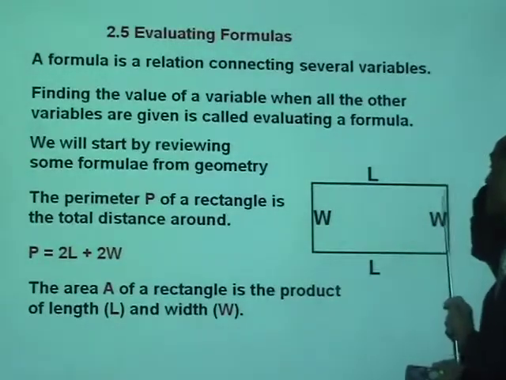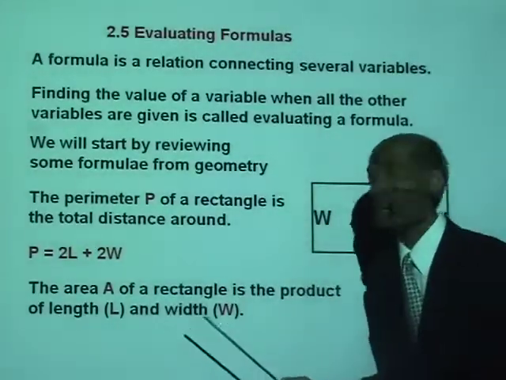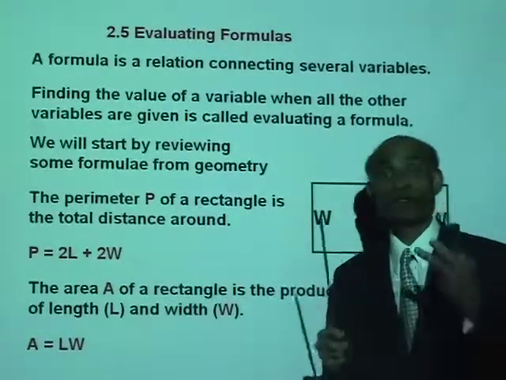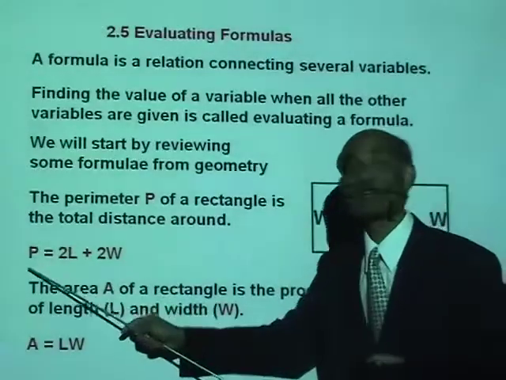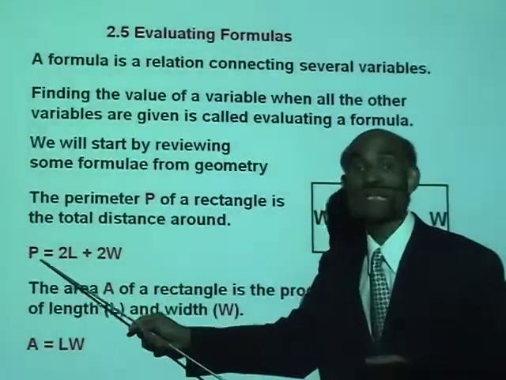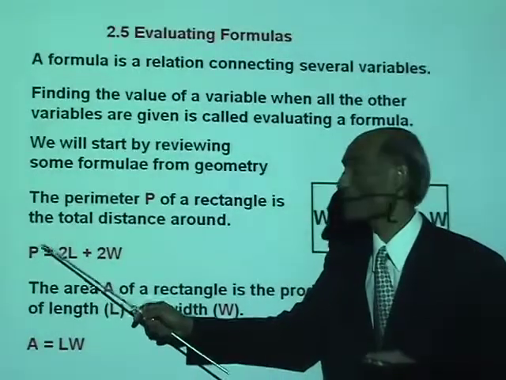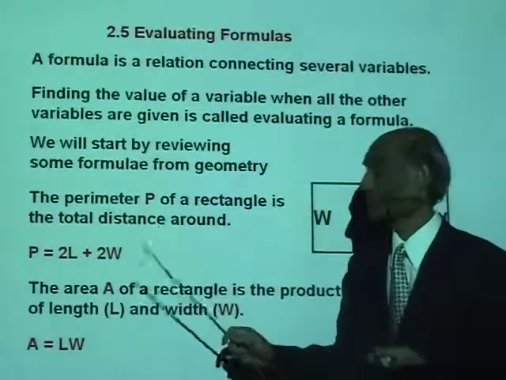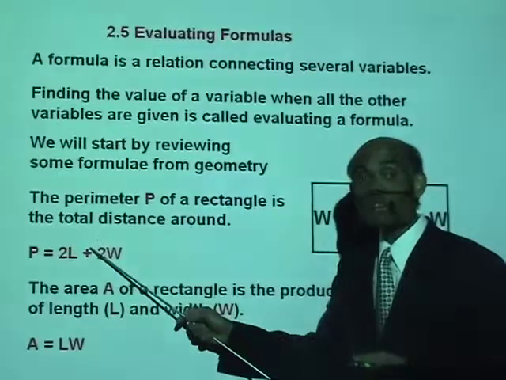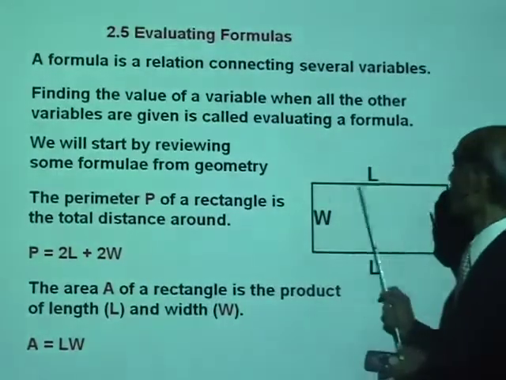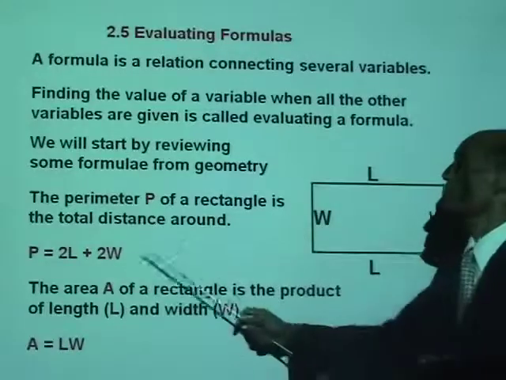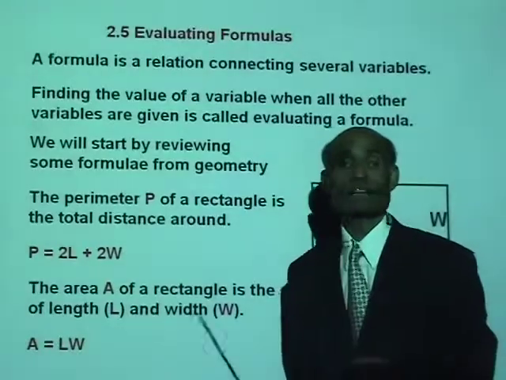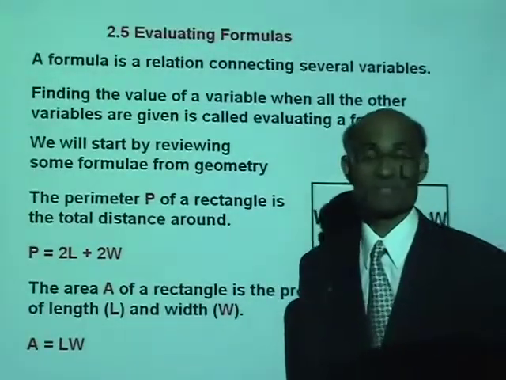You know the length, you know the width. Area of the rectangle will be length multiplied by width. So we have now seen two formulae. The first formula is for the perimeter. Perimeter of a rectangle is 2 length added to 2 width, not multiplied. 2 lengths added to 2 widths give you the perimeter. The area of a rectangle is length multiplied by width.